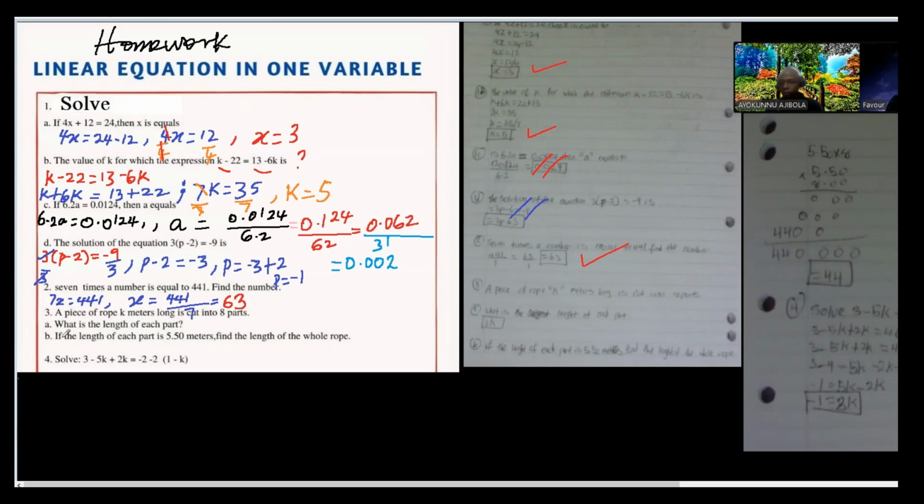Then, a piece of rope k meters long is cut into 8 parts. What is the length of each part? The length of each part is going to be k over 8. Is that clear? Yes, k over 8 in meters. Did you get that?